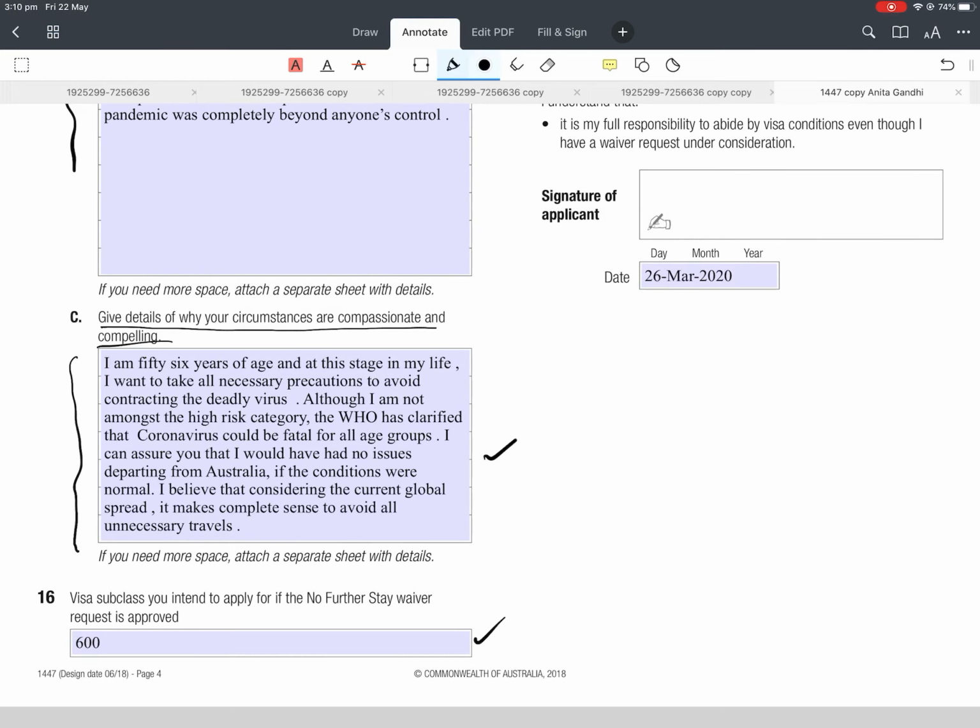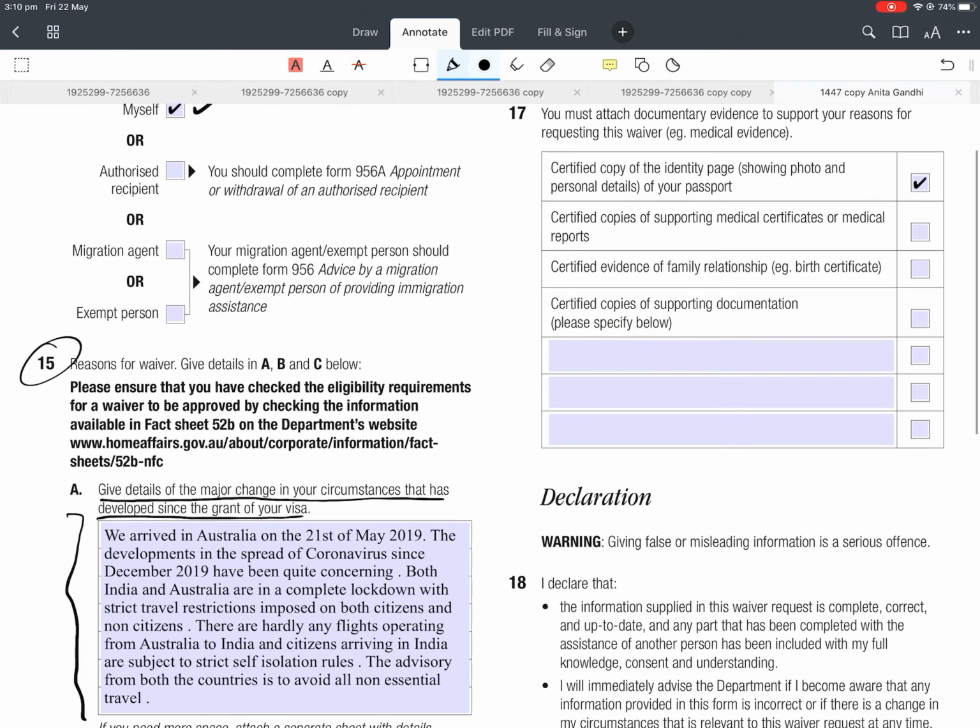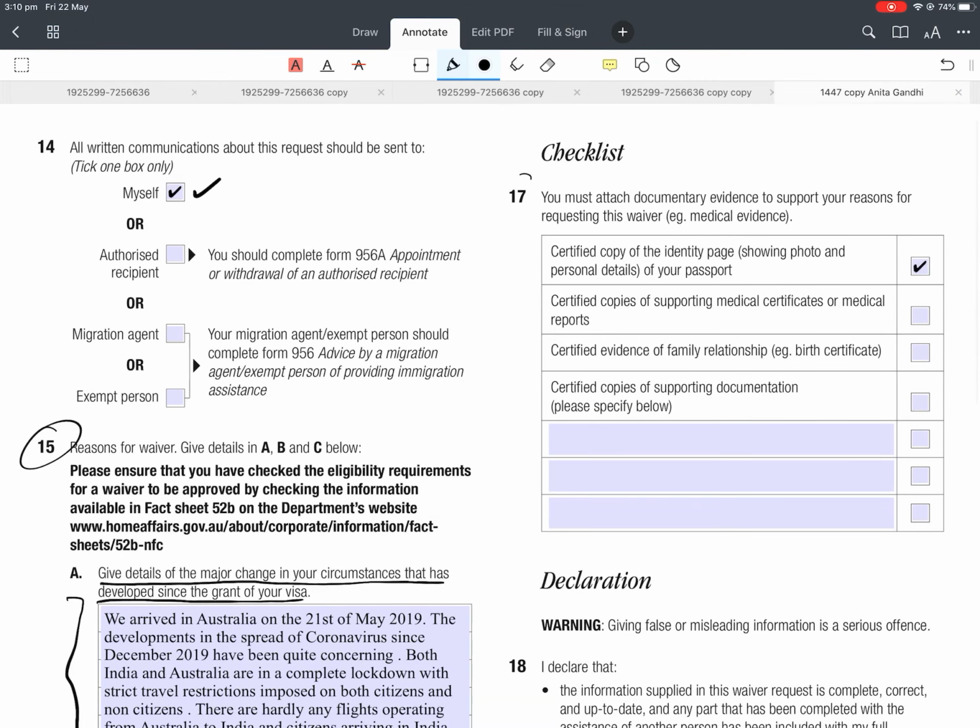Visa subclass you intend to apply for. If you want to apply for another visitor visa, go for 600. And then comes again the important part: what documentary evidence should you attach along with this?